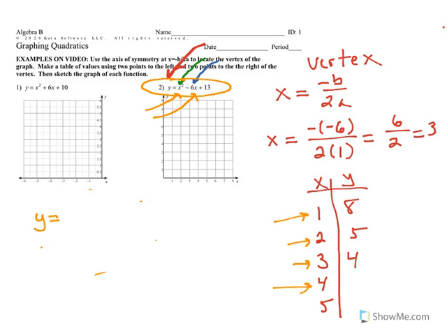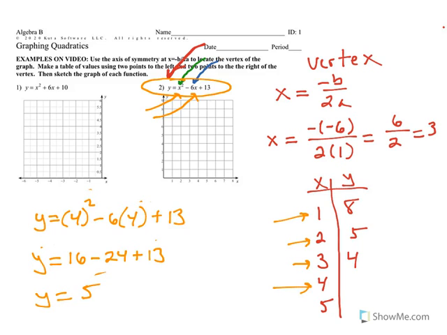So y equals, the x value is 4, so it should be 4 squared minus 6 times the 4 plus 13. So y will be 4 times 4, that's 16, minus 6 times 4, that's 24, plus 13. And 16 minus 24 plus 13 is 5. So there's 5, and then one more x value.